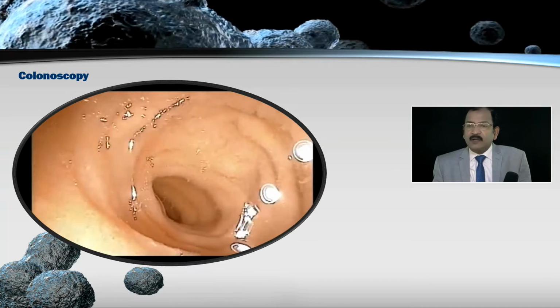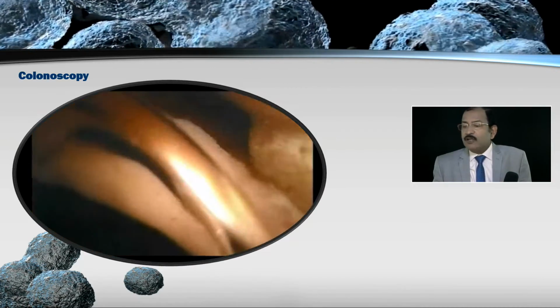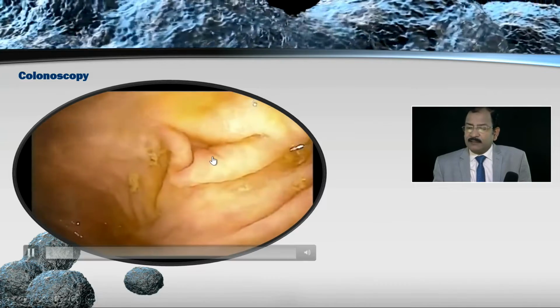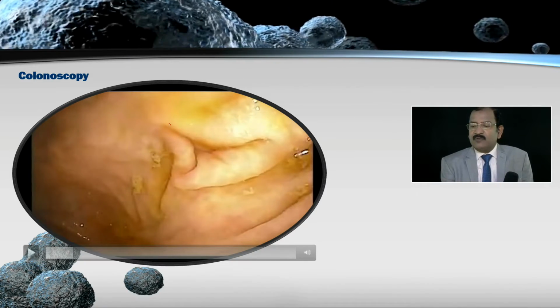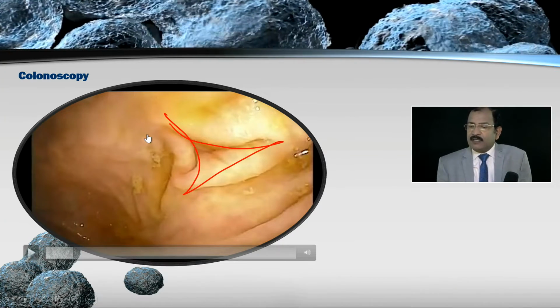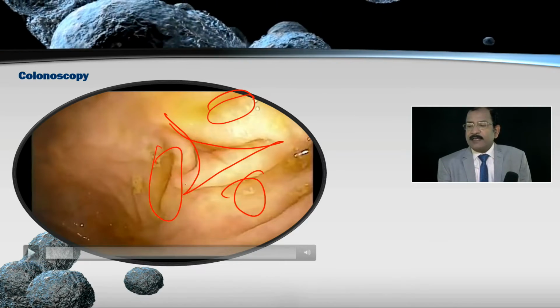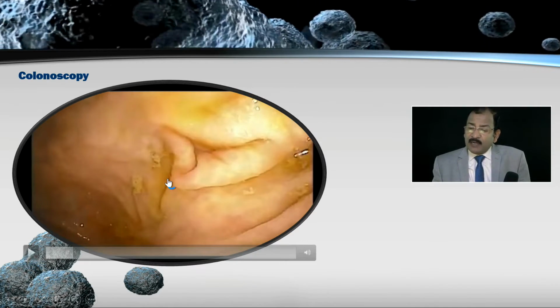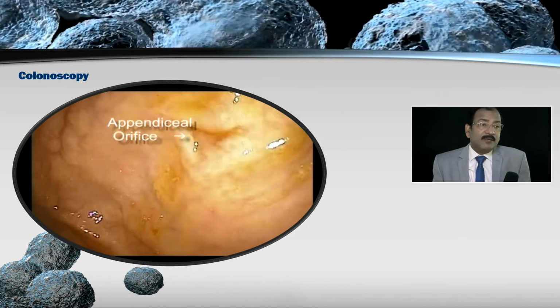After that you will come out, and then you will enter the cecum. In the cecum you don't have any villi. And this is the appendiceal orifice. The appendiceal orifice will look triangular here like that. This is the appendiceal orifice, and these are lymphoid aggregates. If there are multiple lymphoid aggregates with inflammation, it may be a sign of acute appendicitis.